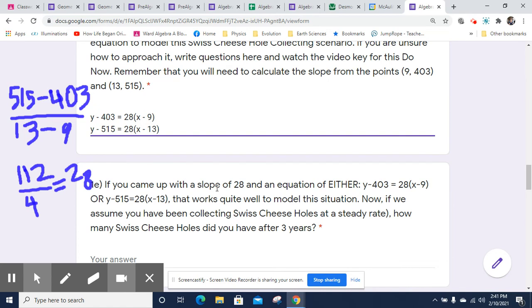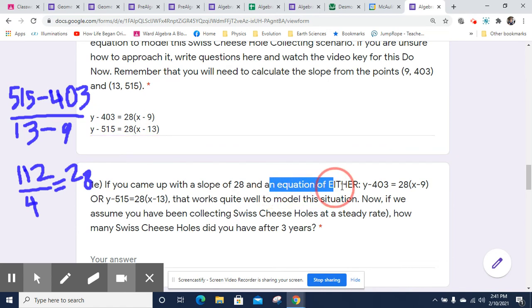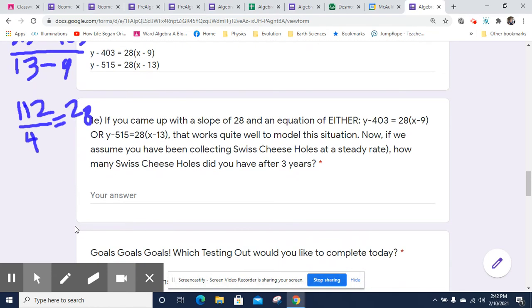All right, so if you came up with a slope of 28 and an equation of either y minus 403 equals 28 times x minus 9, or y minus 515 equals 28 times x minus 13, you're in good shape. So that works quite well. So if we could assume you've been collecting Swiss cheese holes at a steady rate, how many Swiss cheese holes did you have after 3 years? All right, so how do we do that?